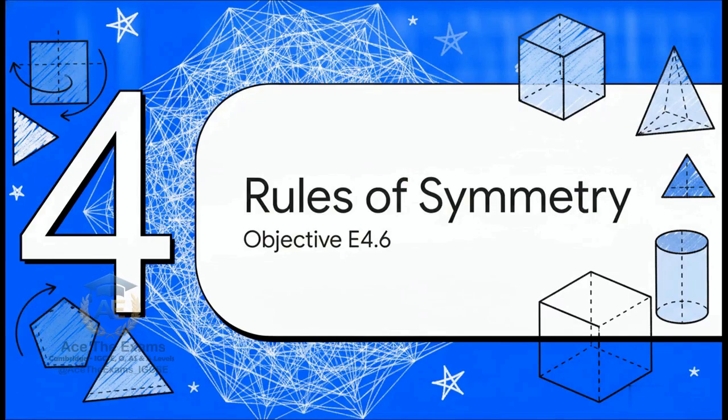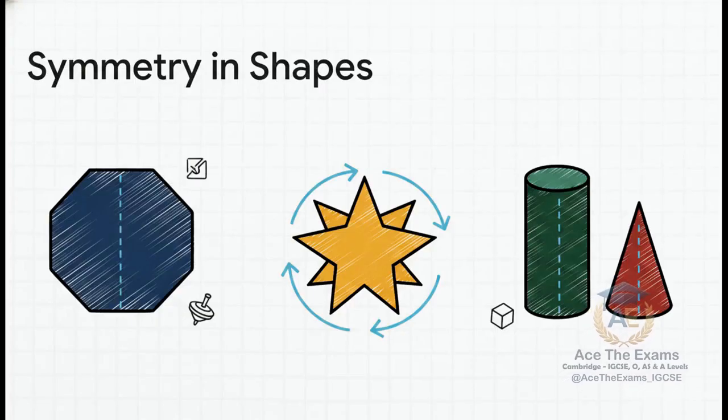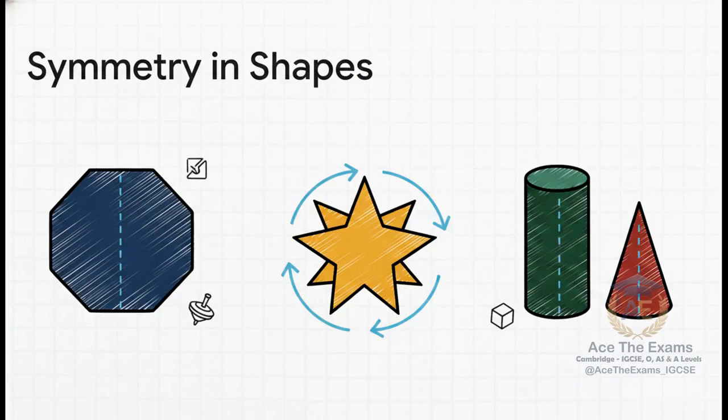Moving right along to Section 4, the rules of symmetry. Here, we're exploring Objective E4.6, which investigates symmetry in both 2 and 3 dimensions. This is another area where visualizing the shape in your head is going to score you major points. For standard shapes, we need to recognize basic line symmetry, which is just where you can fold a shape in half perfectly, and rotational symmetry.